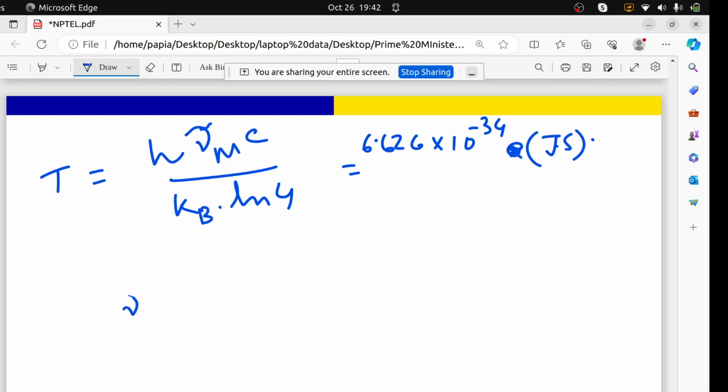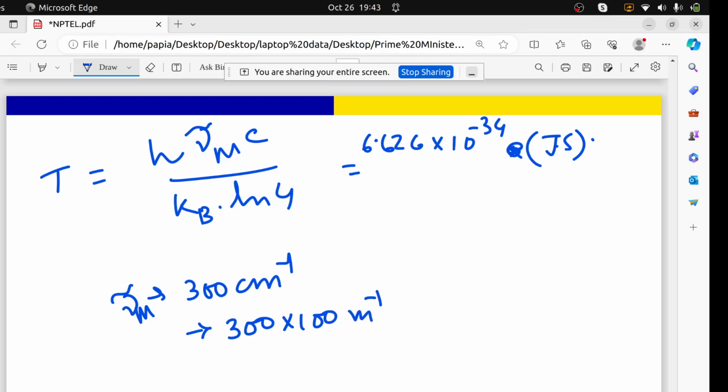Now nu m tilde is given as 300 centimeter inverse, but we have to convert that into meter inverse because all the rest of the things are in SI units. So centimeter inverse is given as a CGS unit. That means if I am converting that to SI unit, then it will be like this. See here that nu m tilde is given.